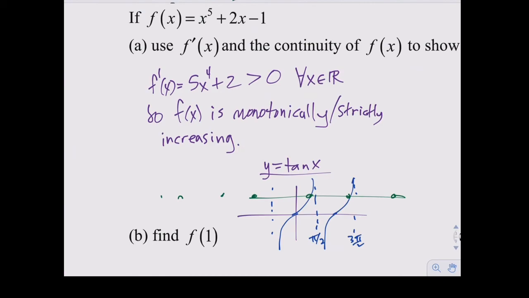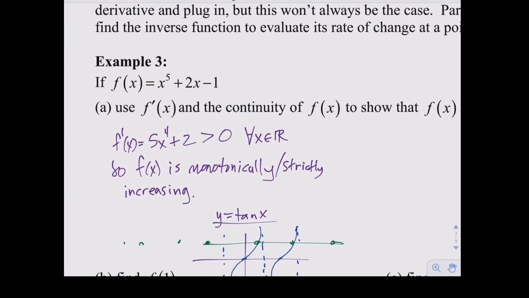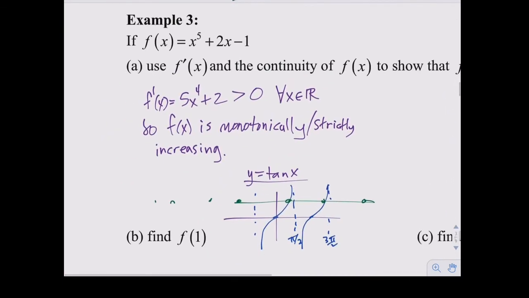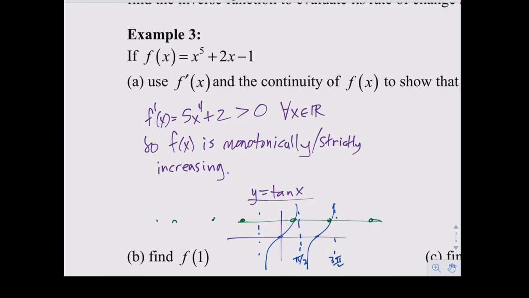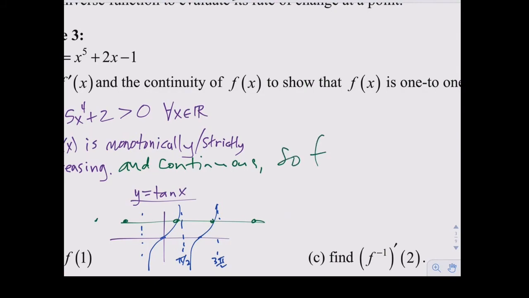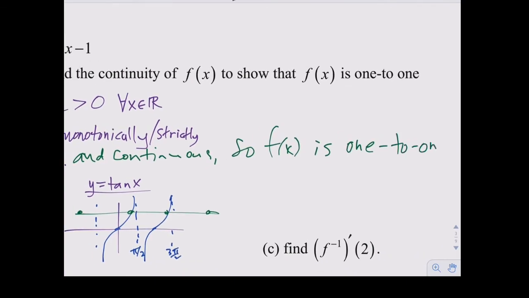But is this going to be the case with us right here? What's different about the graph of tangent than our graph? Our graph is what? It's one-to-one. Why? Because not only is it monotonically increasing over its domain, but it's also what? Continuous. Yes. Continuous. That's a huge part. So f of x is monotonically increasing and continuous. And continuous, comma, so what? f of x is one-to-one. It's the Mickey and Minnie of functions, right? 1 x for 1 y, 1 y for 1 x.